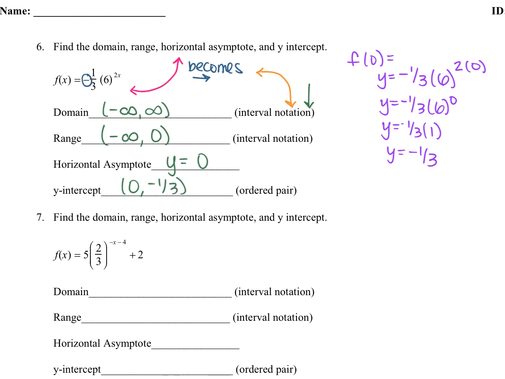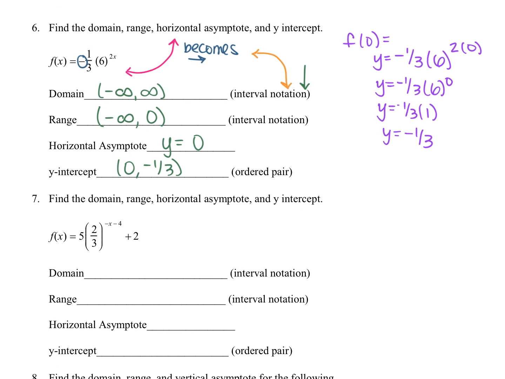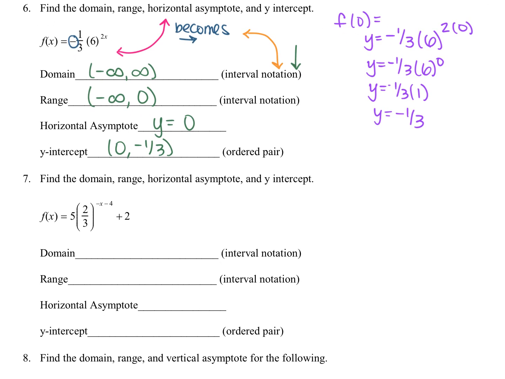So for number 7, you have f of x is equal to 5 times 2/3 to the power of negative x minus 4 plus 2. Again, you start with the function that looks like what? Look at the number in the parentheses. It's 2/3, it's less than 1, so you're going to have a decay. So that means it looks like this. Is there any reflections happening? Well, yeah, you have one up top in front of that x, so it reflects horizontally, which means it becomes this graph or this line.